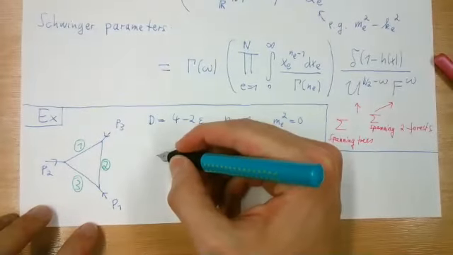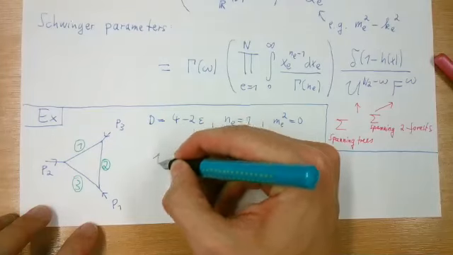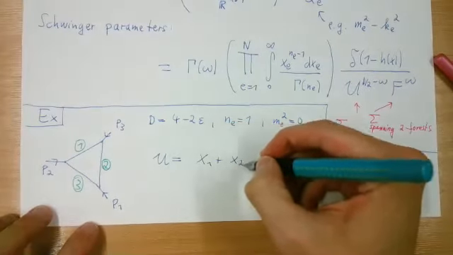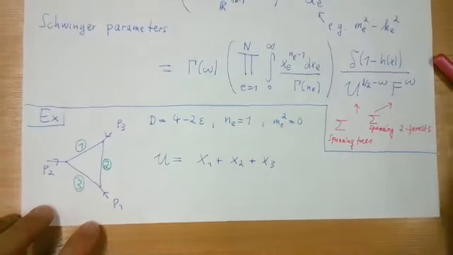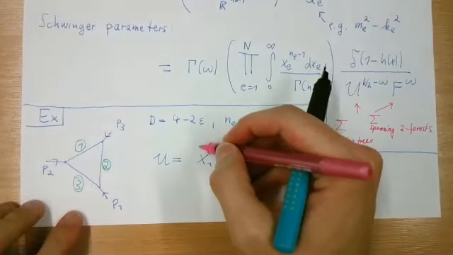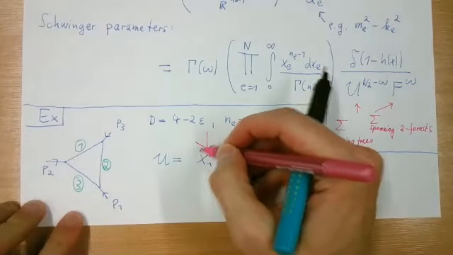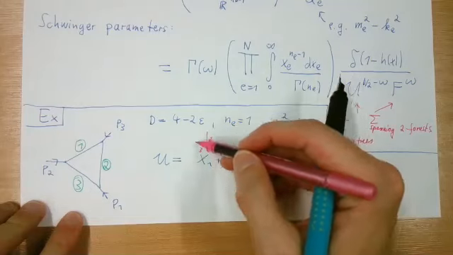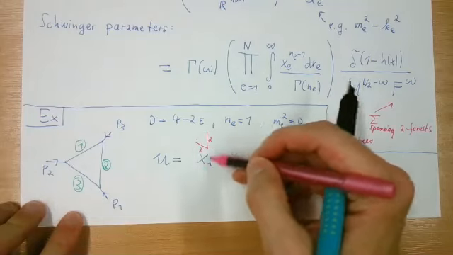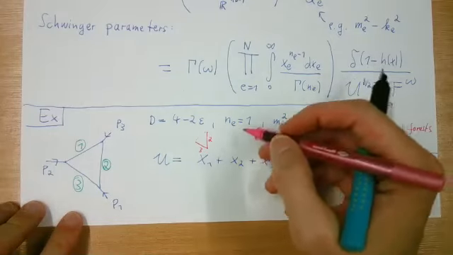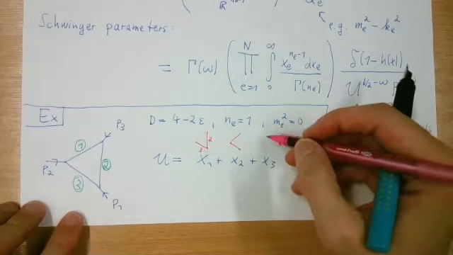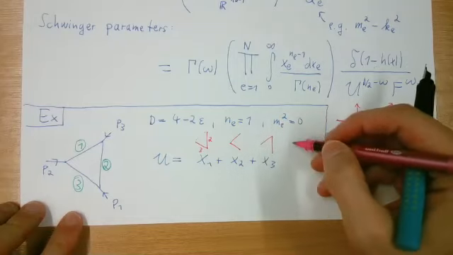Now, what is the U polynomial? This is a sum over spanning trees. So let me just tell you what it is. It's x1 plus x2 plus x3. And if you want to know what the spanning tree is, there's one spanning tree which consists of the edges 2 and 3, right? This connects all the vertices, but you're missing this one edge. This is the edge 1 that you're missing, and this is why you get this x1. And there are two other spanning trees. You have this one where you're missing the edge 2, and you have the one where you're missing the edge 3. So these are the spanning trees.